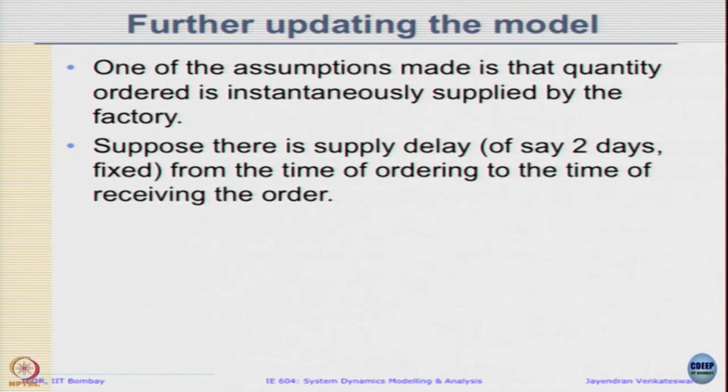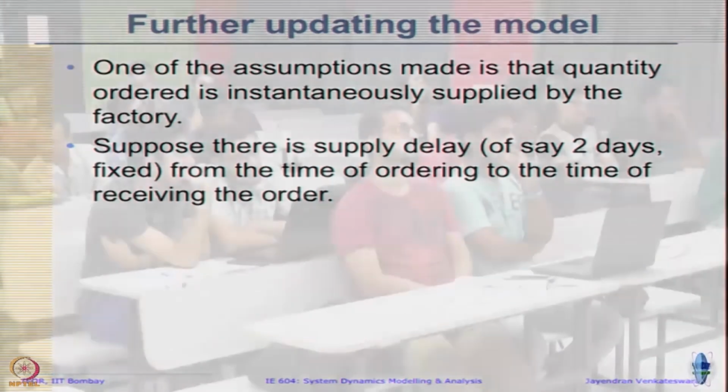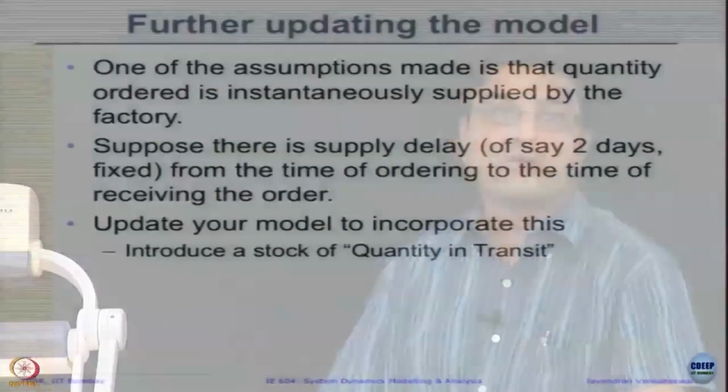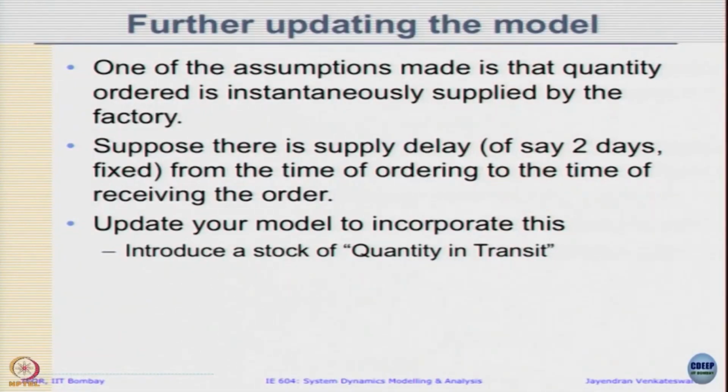How will we do that? What do we need to introduce? Variable, flow, stocks, what do you want to introduce? So one of the simplest is, whenever there is such a physical flow of information, it is good to start explicitly capturing it. So let us introduce a quantity called quantity in transit. Whenever I make an order, let it be in transit, and after 2 days let it be delivered. So we will be introducing a new stock.